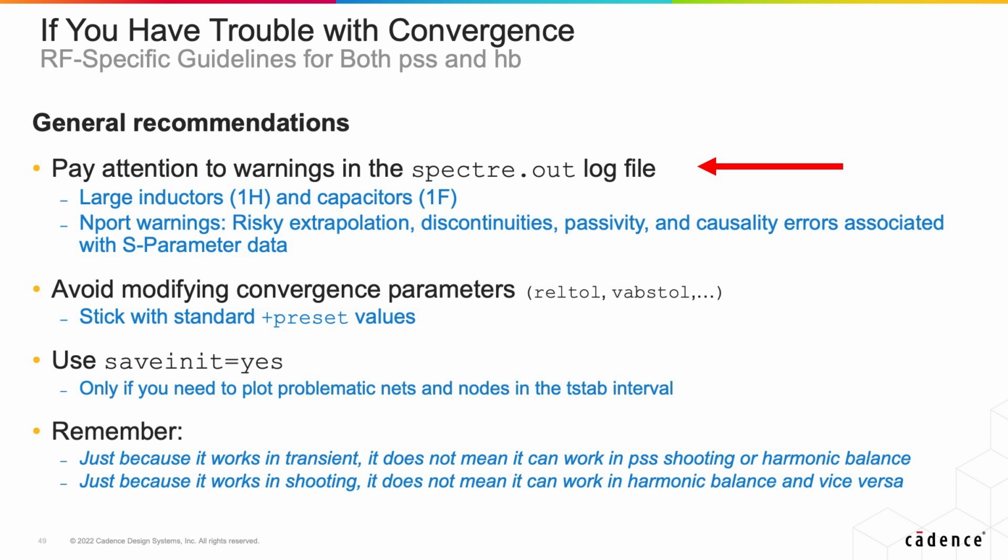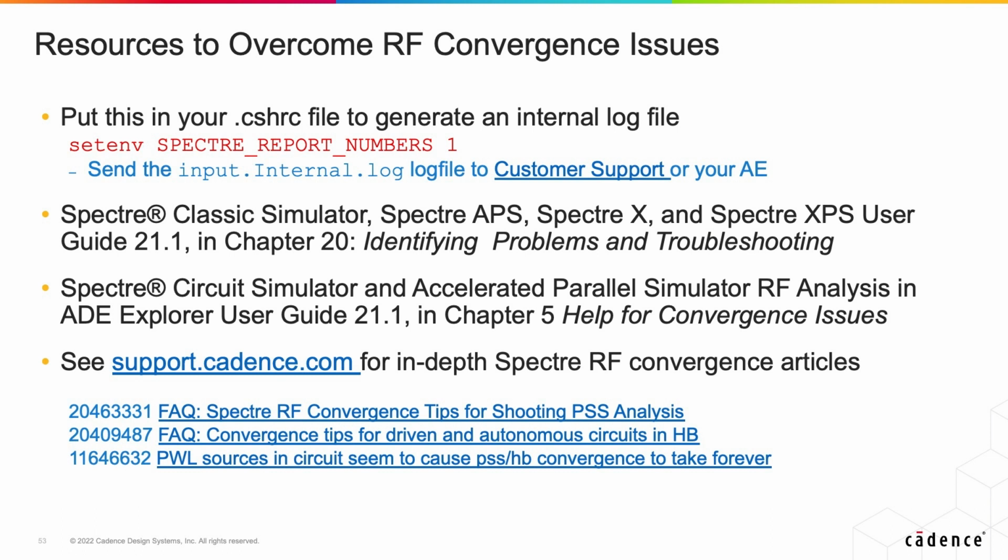So yeah, we talked about diagnose. Pay attention to the spectre.out file. Another thing which is not written here is to give us an internal log file. And how do we give internal log files is this one. If you set env Spectre report numbers to 1 and then run your simulation, we will save an internal log file, which is a binary file which you can send to Cadence, and that is very helpful for us.